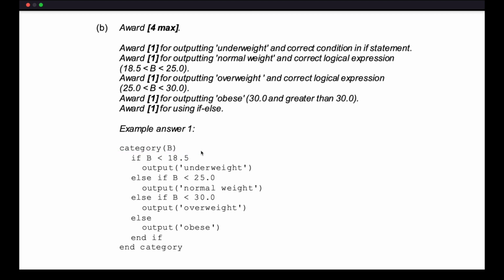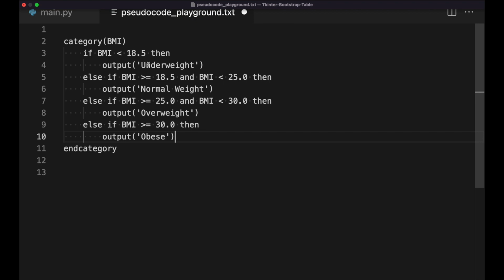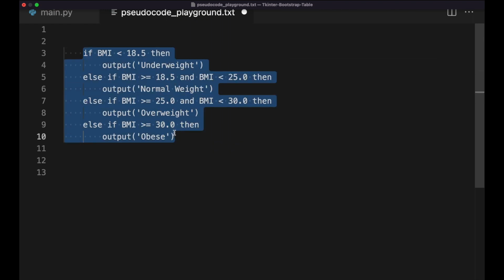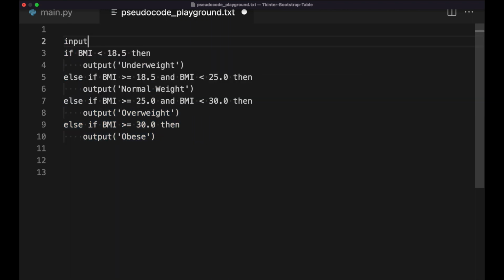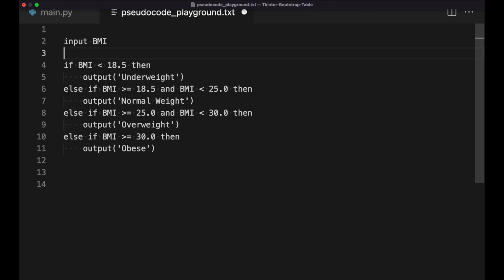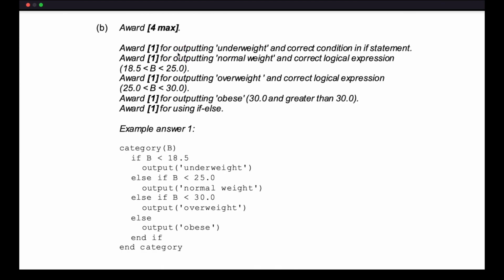Now, given the mark scheme, I would argue that while this is the way that we did it in order to put it in a function, if we just did that and then just said input BMI, that would also be acceptable. So I think either one is acceptable given the mark scheme. But that was a great way for us to create a method in pseudocode. And that is what the example answer says. Again, the IB exam is not the most clear, sorry, it's definitely ambiguous.